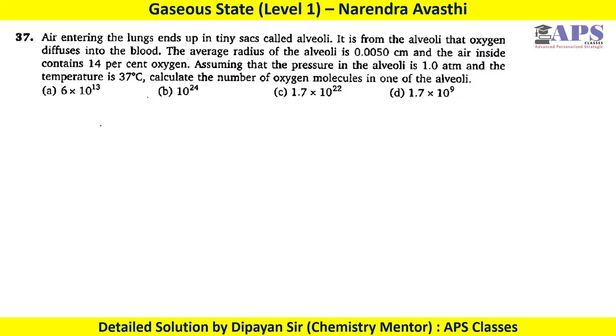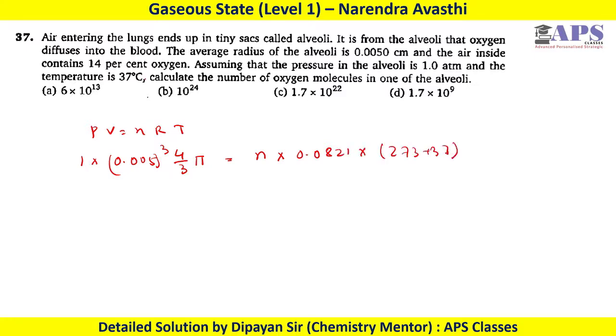Okay, so we can write PV equal to nRT in this case. Pressure is 1 atm, volume is 0.005 cube into 4 by 3 into pi, and this is equal to n number of mole into 0.0821 multiplied by 273 plus 37, because body temperature is given as 37 degree. So it will give the total number of mole of the gas present inside the alveoli. So NT is 0.25 into 10 to the power minus 11.